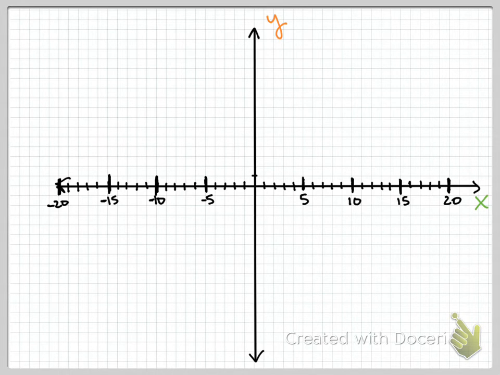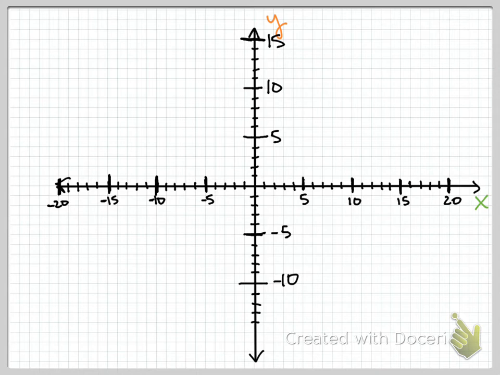So 1, 2, 3, 4, 5, and this time I'm going to make that line bigger right away. 6, 7, 8, 9, 10. 11, 12, 13, 14, 15. Okay, so that's my positive side, and I'm going to do the negative side. 1, 2, 3, 4, 5. Make that bigger. Negative 5. 6, 7, 8, 9, 10. 11, 12, 13, 14, 15.